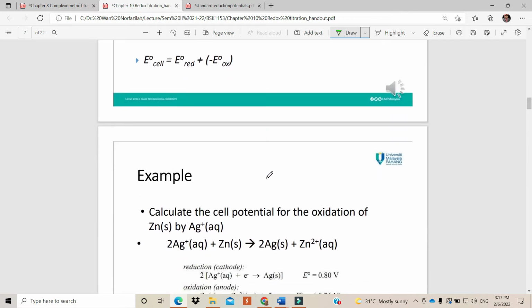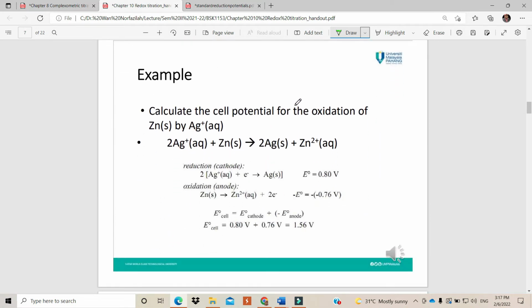Okay, so let's look at the example given. You need to calculate the cell potential for the oxidation of zinc by silver ion. Okay, so this you are already given the balance equation. Kalau you nampak ada nombor je kat depan ni, maksudnya dah balance lah. Okay, so how to know whether there are reduction or oxidation? Okay, as you can see here, this silver ion become Ag, solid, become solid silver, which means that it gain electron. Daripada positif dia jadi kosong. Maksudnya dia gain electron. So gaining electron means that it undergoes the reduction reaction.